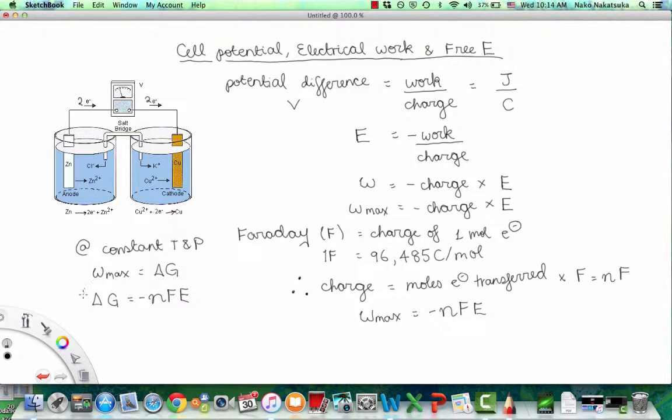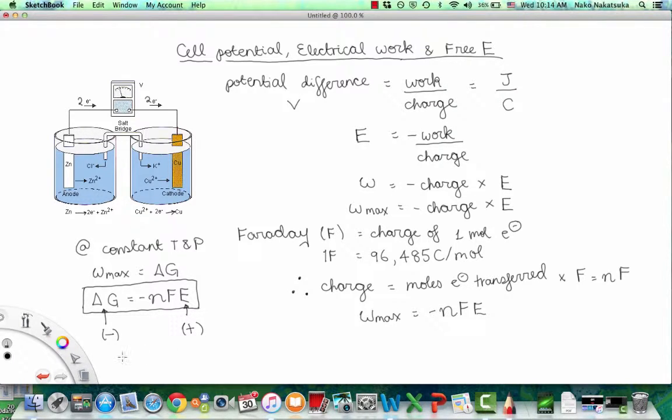And this is a really important equation that you will experience a lot when doing calculations involving cell potentials and free energy. So looking at this equation, you can tell that for a spontaneous process, remember we learned that delta G has to be negative, right? And since there's a negative sign right here, what that means is that the cell potential has to always be positive for a reaction to be spontaneous.